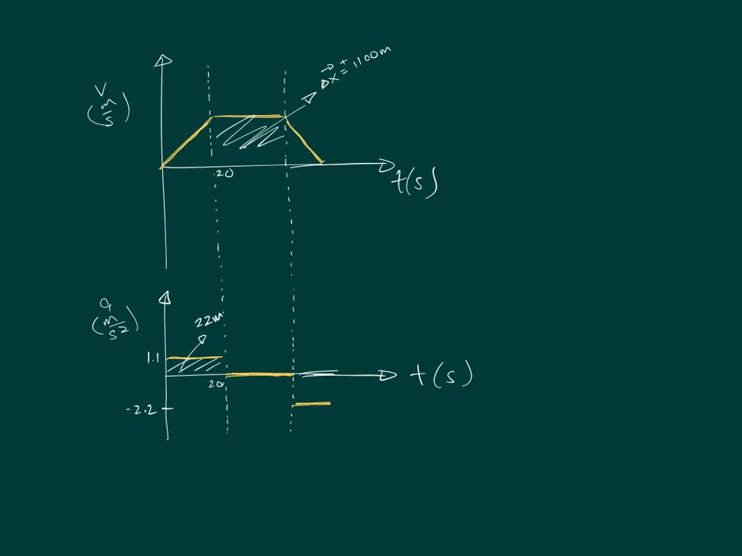Well, I just got to find something else. I should have information. Well, wait a second. This is my change in velocity, right? And that's a positive number.